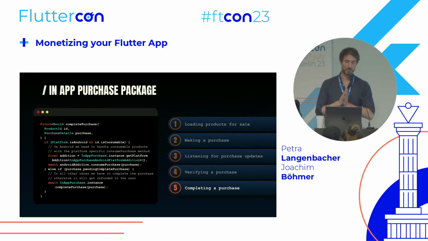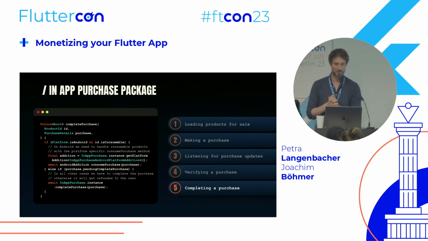One special case that you have to take into account is when you want to complete the purchase of a consumable product on Android. You have to call a special method on the in-app purchase Android platform edition that is called consume purchase. And this information is somewhat hidden in the changelog of the in-app purchase package. So we were running our app for some weeks or days without that additional feature, wondering why the buying of consumable products was not really completed successfully on Android. In all other cases, you can just finalize the purchase by calling the complete purchase method of that in-app purchase instance.